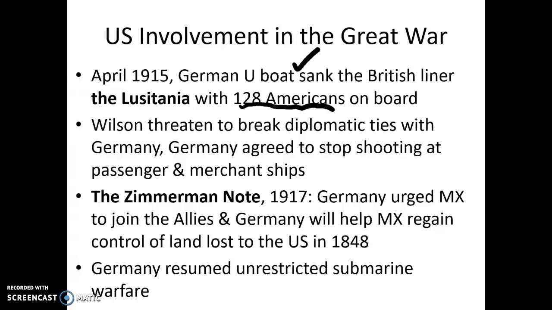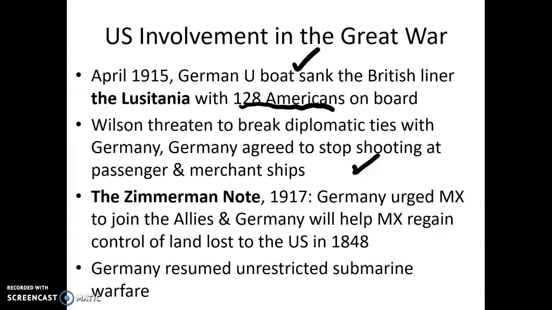Now, they were not going in for combat. They were going in there for a cruise. But the Germans did not distinguish between civilian ships and warships. So the Germans sunk that ship. Wilson responded by threatening to break diplomatic ties with Germany, and Germany agreed to stop shooting at passenger and merchant ships. So at least for a while, Germany was not shooting at some of these ships.